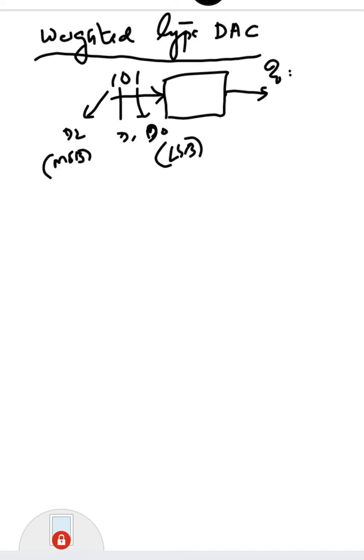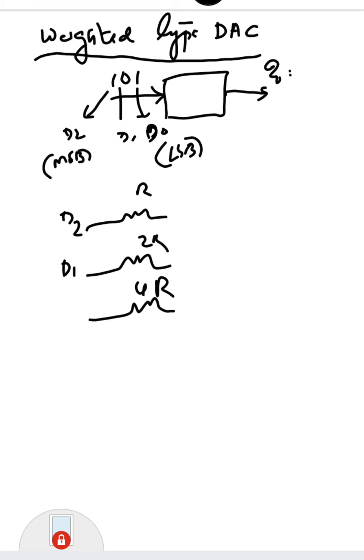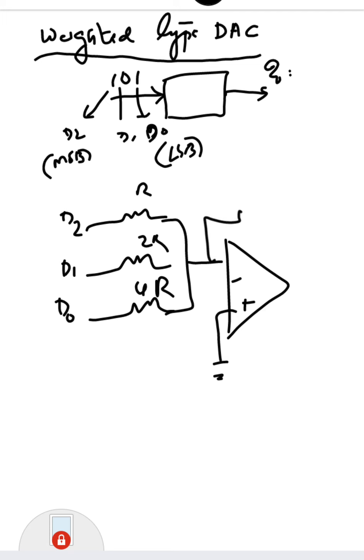Since it's a 3-bit number, you need to use 3 resistors of value R, 2R and 4R. With D2 here, D1 and D0 here, this will be connected to the negative terminal of an operational amplifier. The positive terminal is grounded, and this is a feedback resistance RF, and this is the output voltage. So this is a normal weighted type DAC.